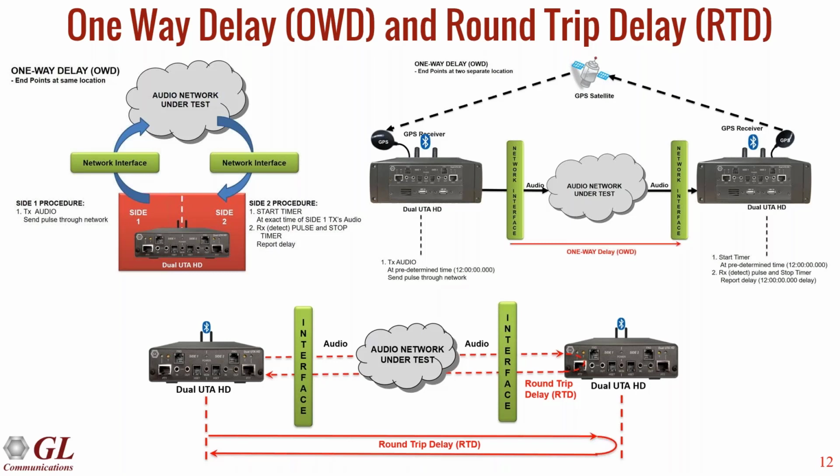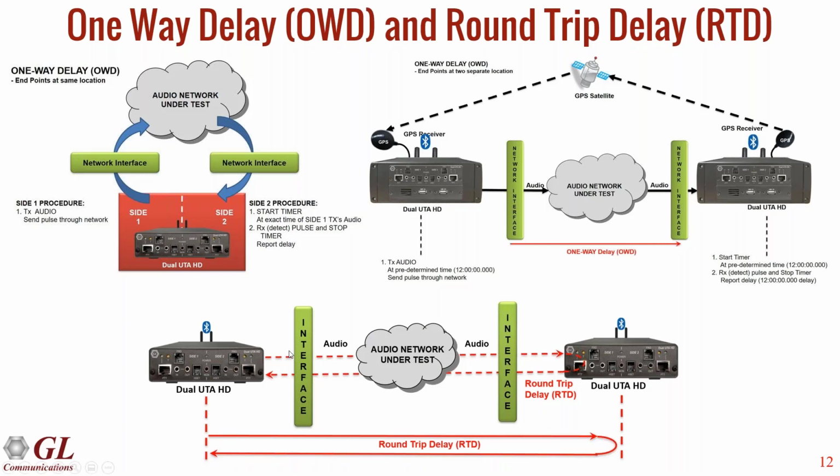If they're on separate dual UTAs within the same location, within the same lab, for instance, we can also support that using a cable to make sure that the clock from one dual UTA gets to the other dual UTA. If they're geographically separated, so they're not in the same lab, then we would use a GPS receiver at both ends to make sure that the timing is synced to GPS. So in all cases, the one-way delay measurements will be within a millisecond accuracy.